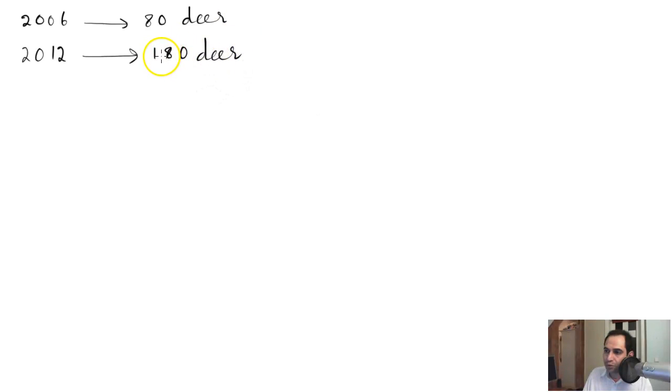And the population was growing exponentially. So this is another piece of information: exponential. This is exponential growth. That means we can use an exponential model for this population of deer. So write an algebraic function n of t representing the population of the deer over time t.